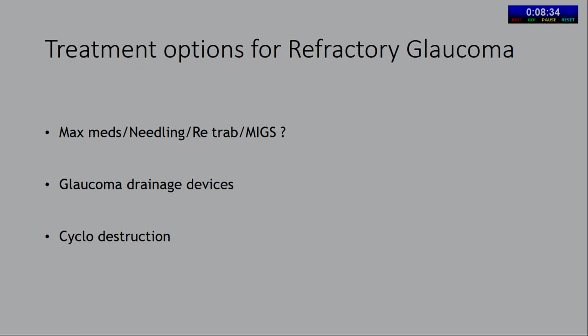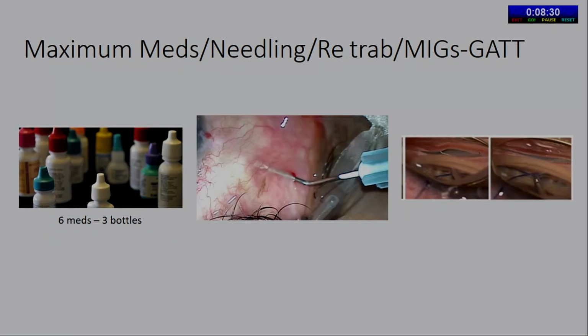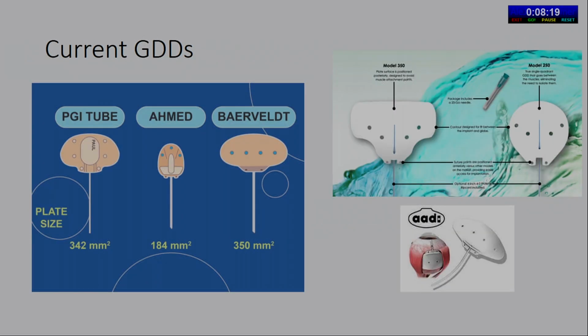You have the glaucoma drainage devices, and you also have the method of destroying the ciliary body. So maximum meds, needling, retrap, give everything a chance before you go into cyclodestruction. Consider a retrap. MIGS and GAD procedures sometimes do well when nothing else is going to work.